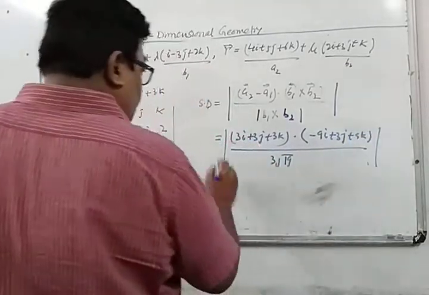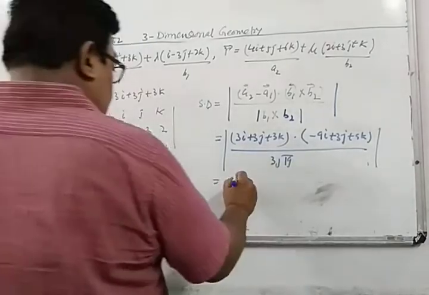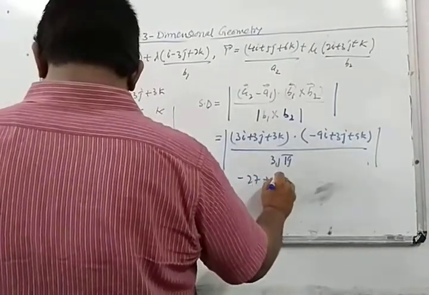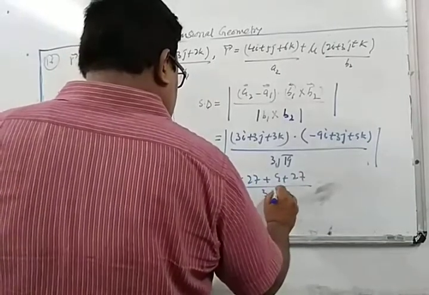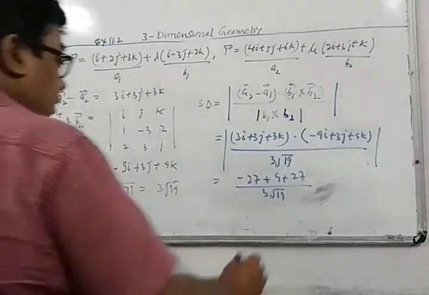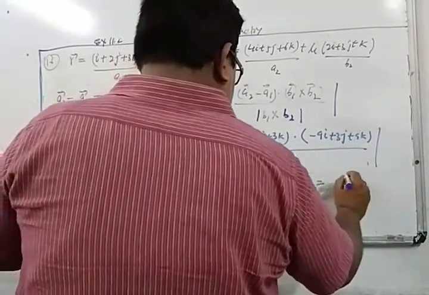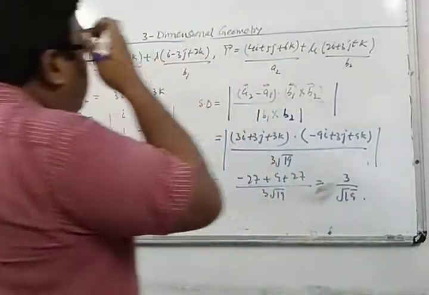After calculating, this is minus 27 plus 9 plus 27 upon 3 root 19, and 27 minus 27 cancel. Finally, it is 3 upon root 19. That is the shortest distance.